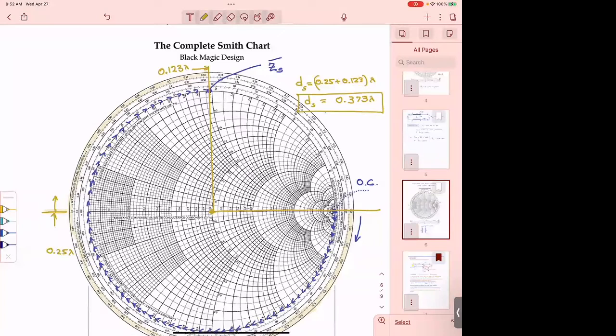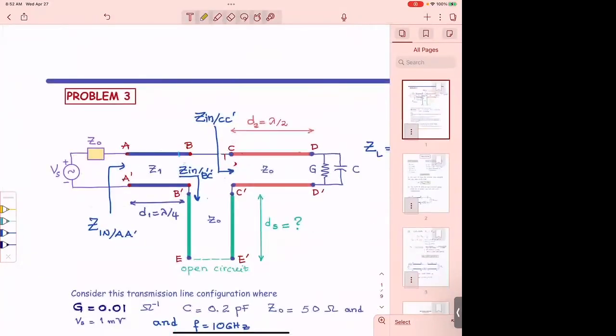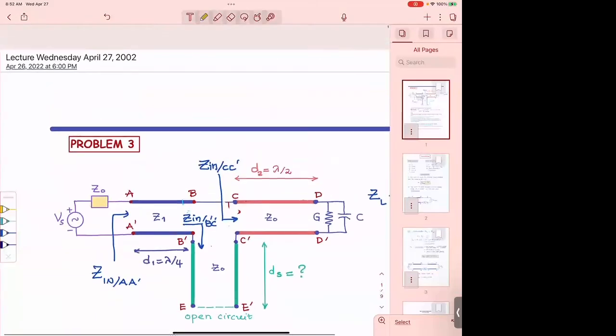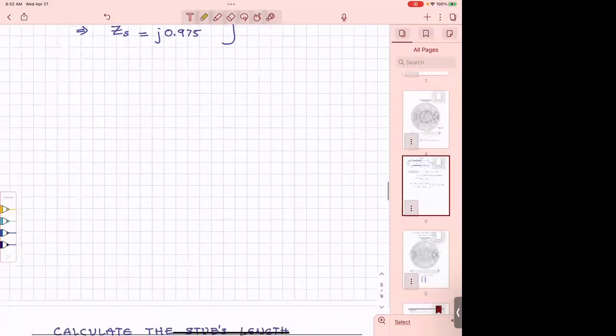So now I know that if I make the length of my stub D sub S, 0.373, if I make it this much long, then practically the input impedance here will cancel the reactive part of the input impedance there. All right, so the sum of the two is going to be real. And the sum of the two, therefore, now we are coming back to the quarter wave that we had, but we continue since we found the stub length.